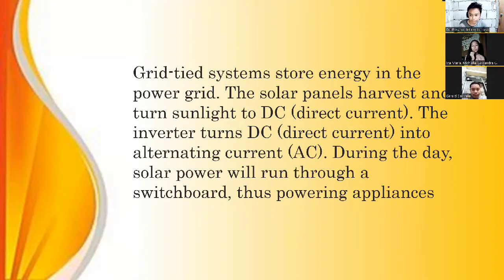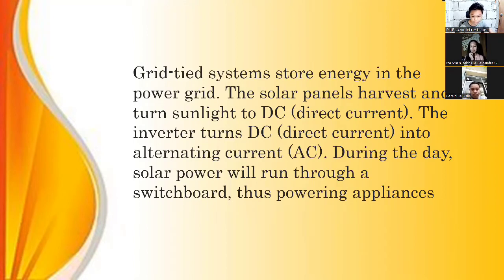So, yung solar panel kasi, yung mga nakukuha kasing sunlight, nagiging direct current. Eh, hindi naman yun pwede sa mga appliances. So, may mga ginagamit na device para maging AC o alternating current para magamit sa bahay. May mga switchboard siya na ginagamit.